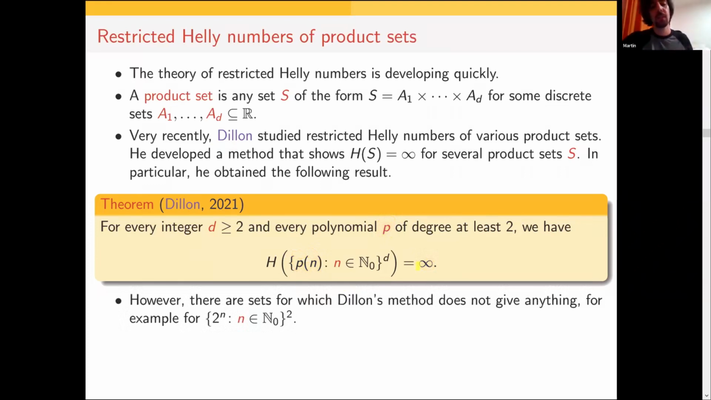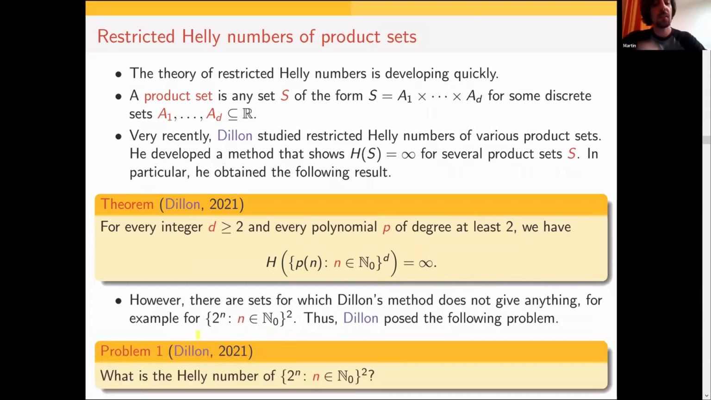However, Dillon's method doesn't give us everything. There are point sets or product sets for which it doesn't say anything. For example, if we have a product set in the plane where the coordinates are powers of 2, then Dillon's method doesn't give us anything. We don't know if it's finite or not. So based on this example, Dillon posed the following open problem. We call it problem 1. He asked, what is the Helly number of this particular set? So this product set where the coordinates are powers of 2.